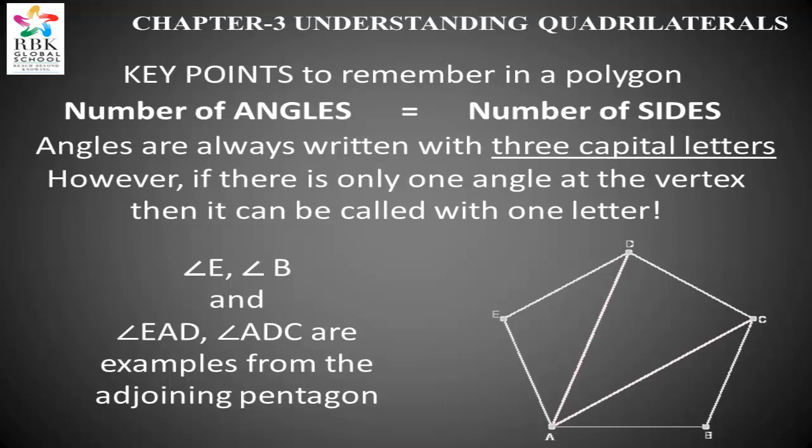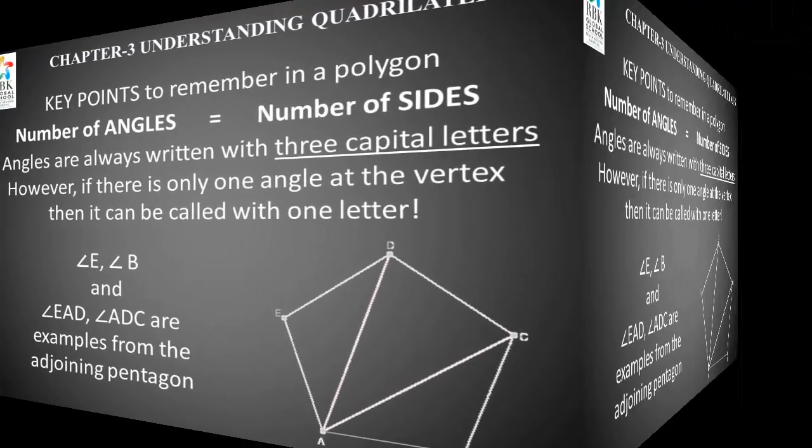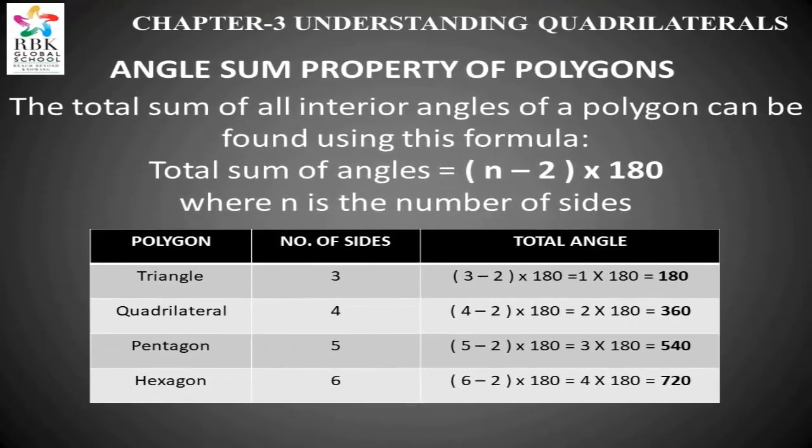We know that the sum of three angles of a triangle is 180 degrees. But can we find the sum of angles of any given polygon? Yes, the formula (n-2) times 180 degrees gives us the total sum of all the angles of a polygon, where n is the number of sides. You can verify this formula with the data given in the table.